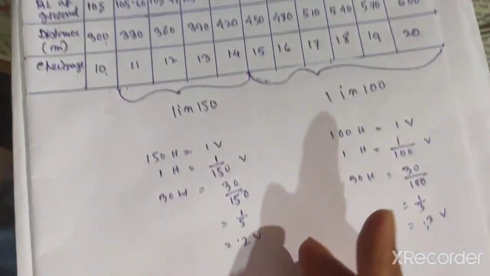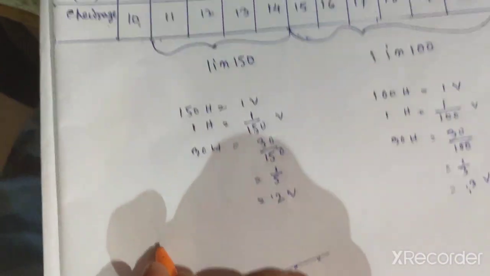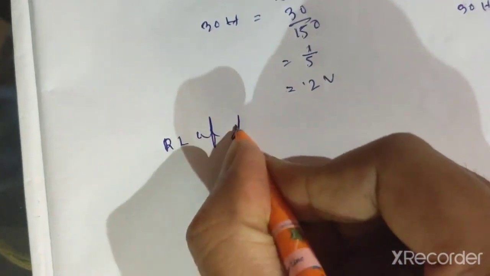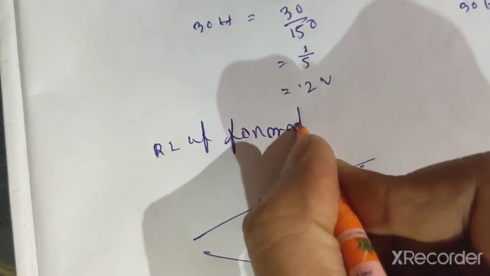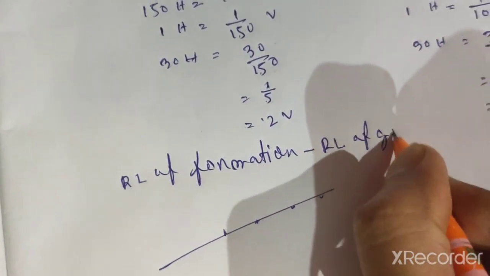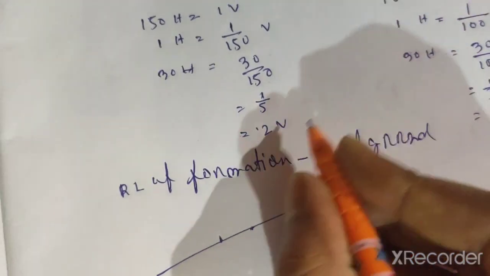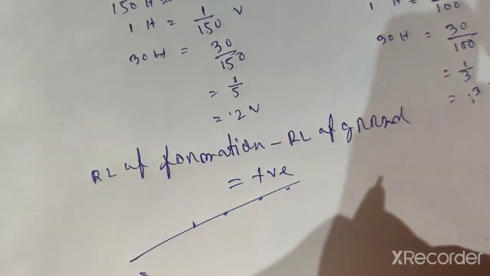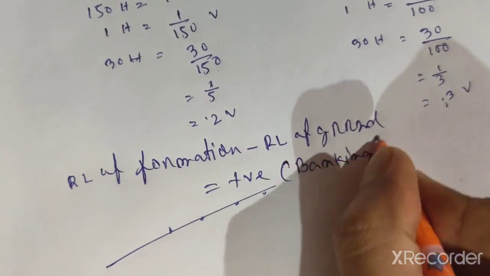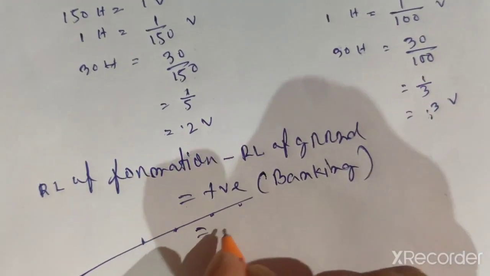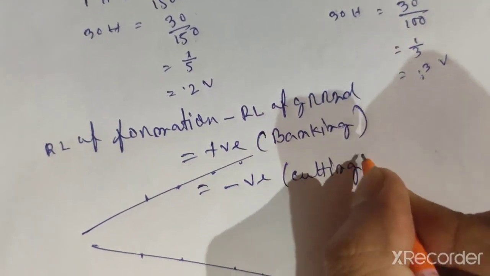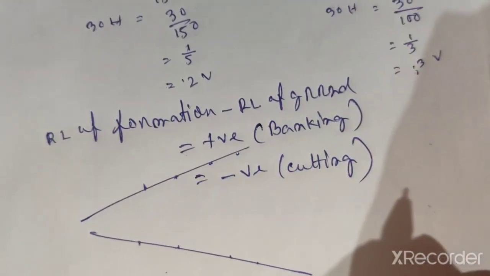So what basically means is that RL of formation minus RL of ground, if it is positive, then we got banking, that means we have to fill earth. And if it is negative, then there is cutting, that means we have to cut the earth or excavate the earth. Okay.